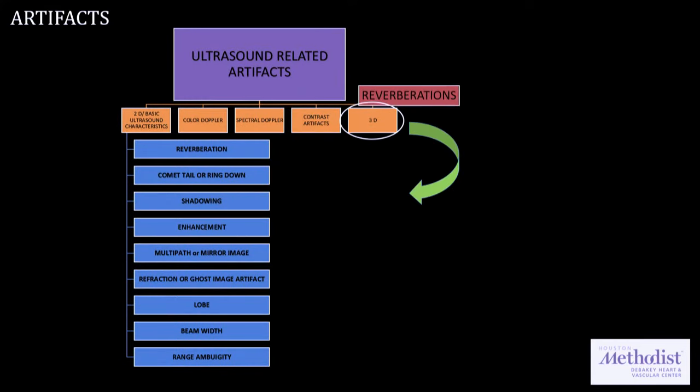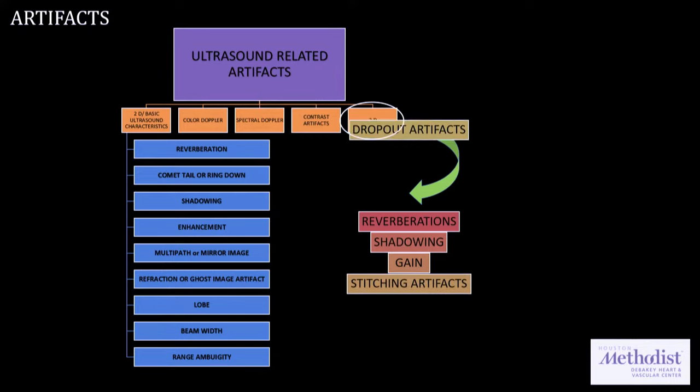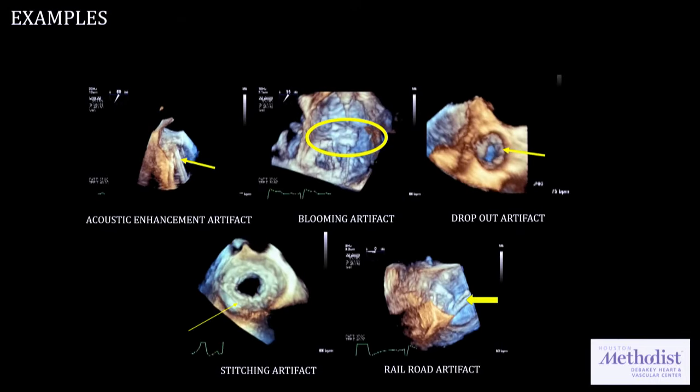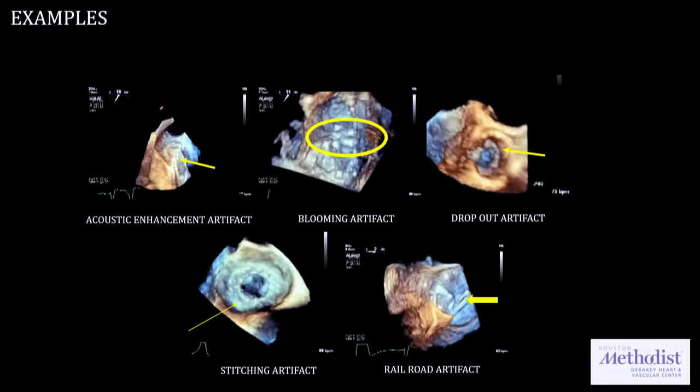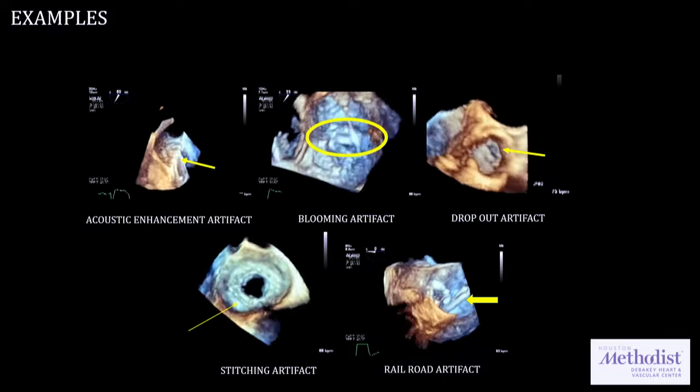All right, I think we had enough with 2D and color. Now, do you think artifacts happen on 3D? Yeah, right? So whatever happened on 2D and color can actually happen on 3D as well. So you can actually have acoustic enhancement. You see those brighter signals on 3D. This is a blooming artifact from very dense annular calcium.